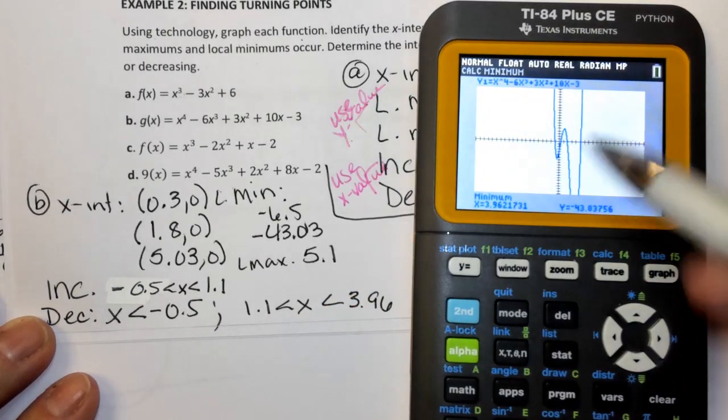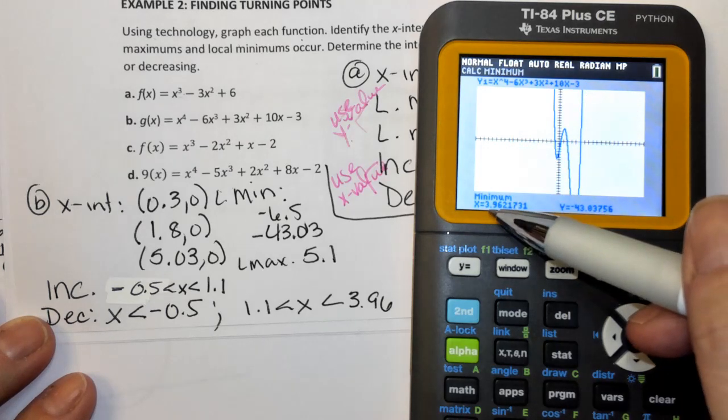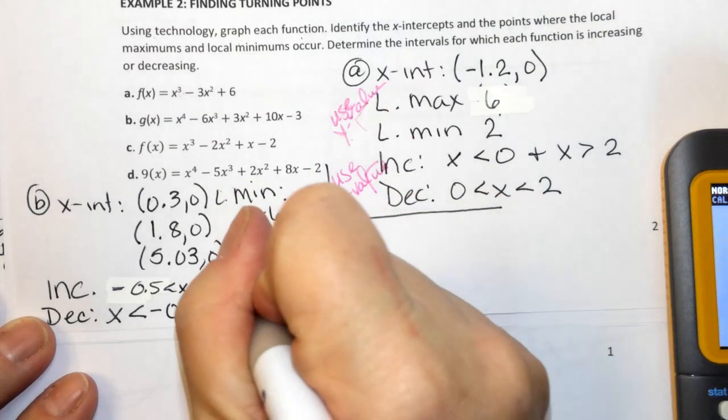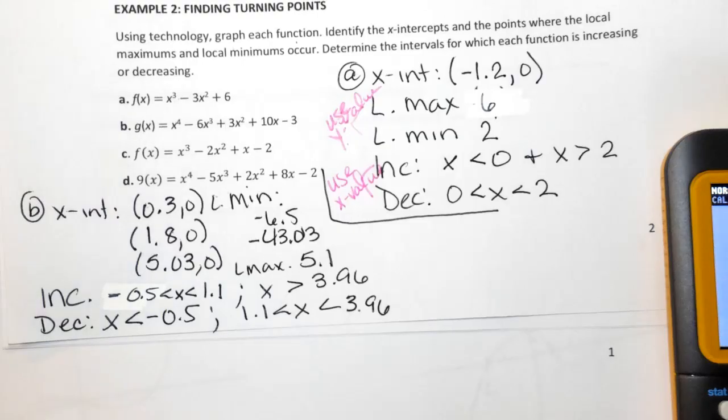All right, now what does our graph do? From this same point, now it's increasing. So from this same exact one, now it increases. So it increases when x is greater than 3.96.